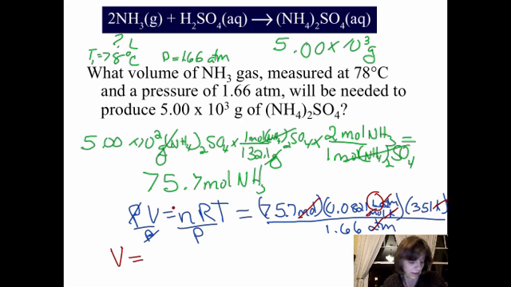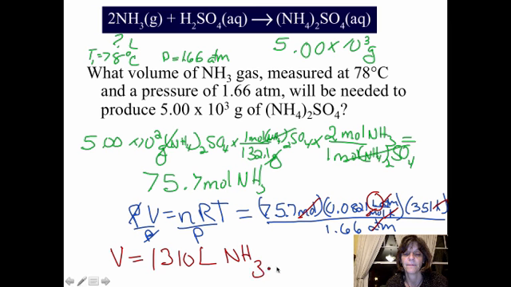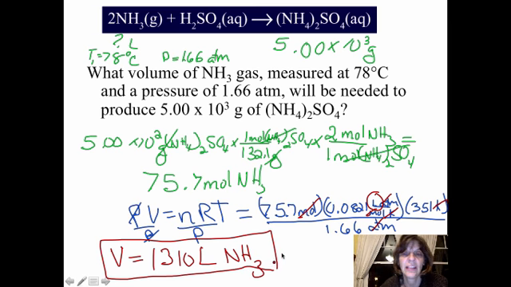So volume equals, please check my math, 75.7 times 0.0821 times 351 divided by 1.66. I get, with keeping 3 sig figs, 1,310 liters of ammonia. There you go. Using the ideal gas law to find the volume of a gas at a certain temperature and pressure and number of moles.